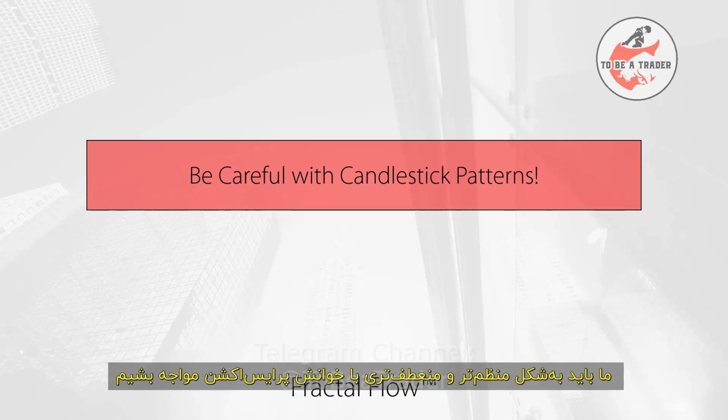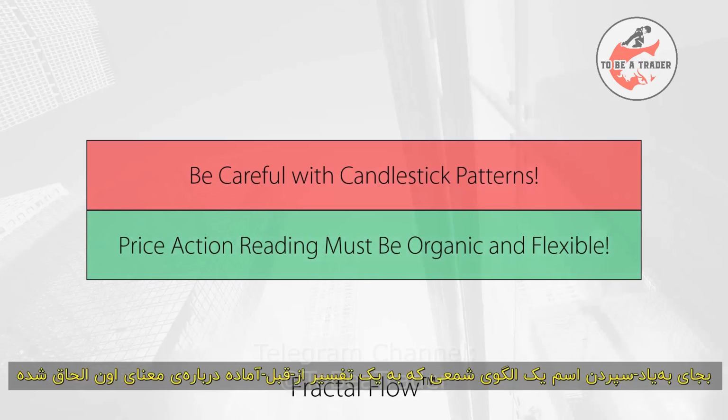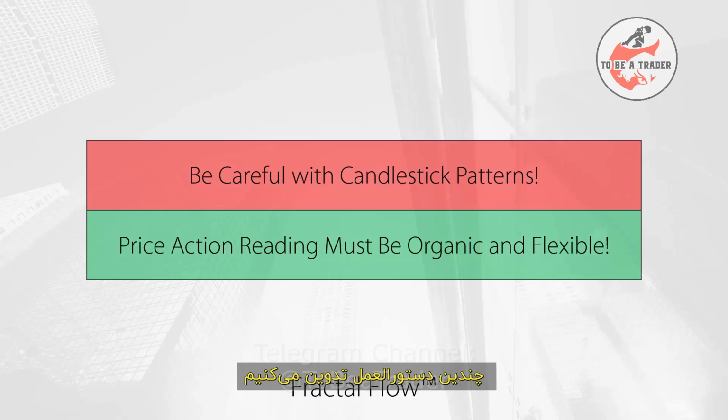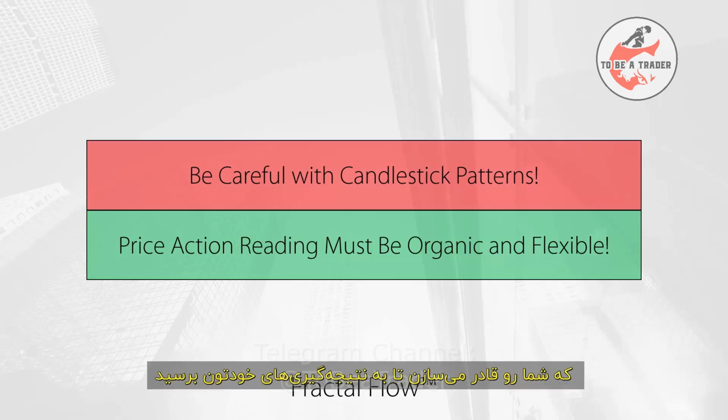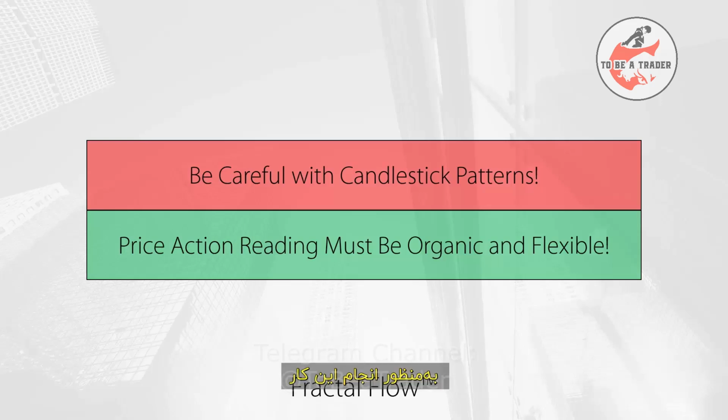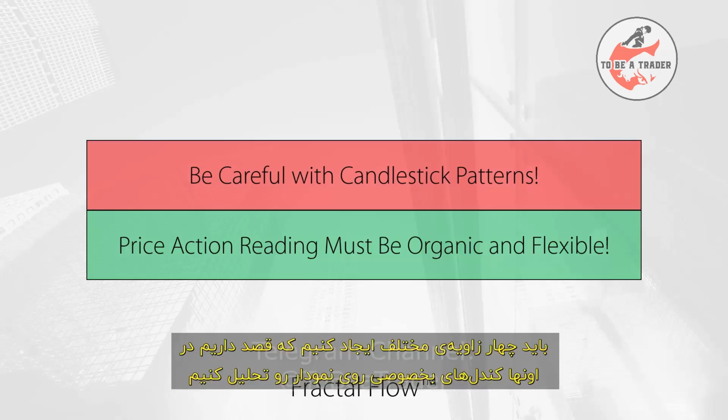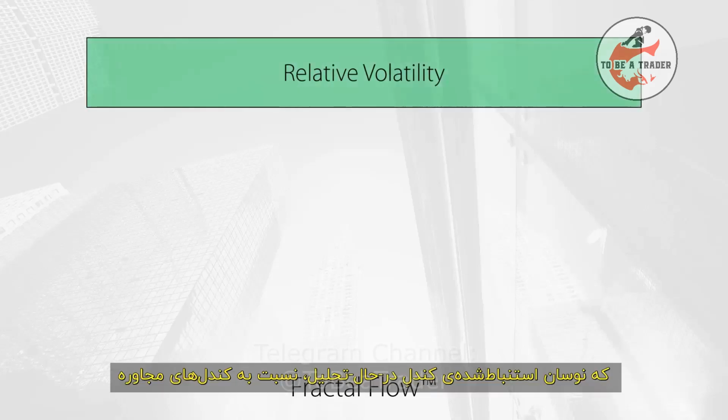We need to approach price action reading in a more organic and flexible way. Instead of memorizing the name of a candlestick pattern attached to a pre-packaged interpretation of what it means, we are going to establish a few guidelines that will enable you to come to your own conclusions about what candles mean in whatever context they might appear. In order to do that, we need to establish 4 different angles in which we are going to analyze specific candles on the chart. The first angle is called relative volatility, which is the perceived volatility of the candle being analyzed in relation to the surrounding candles.